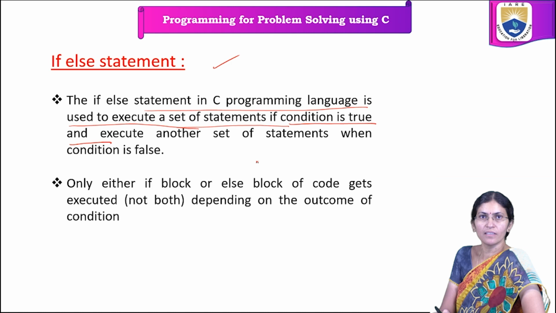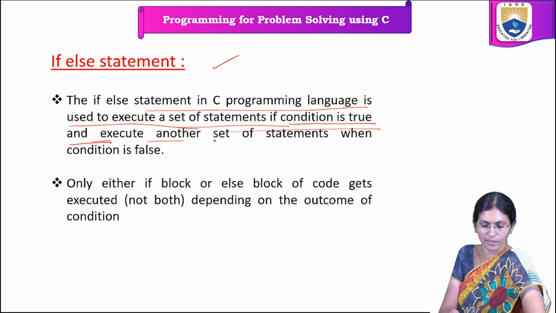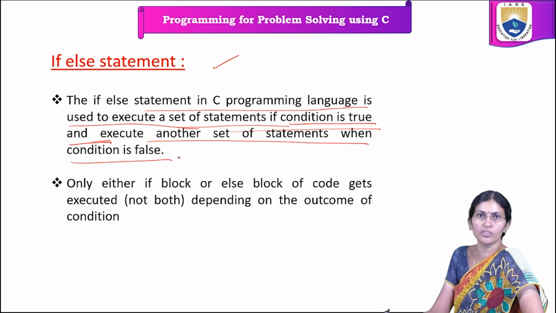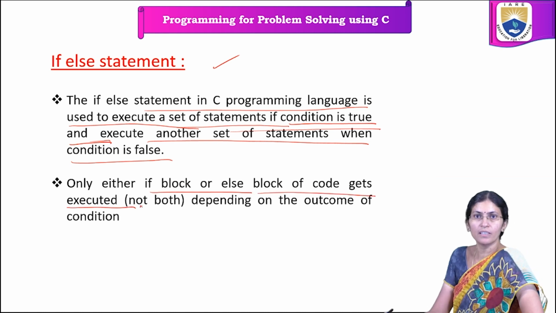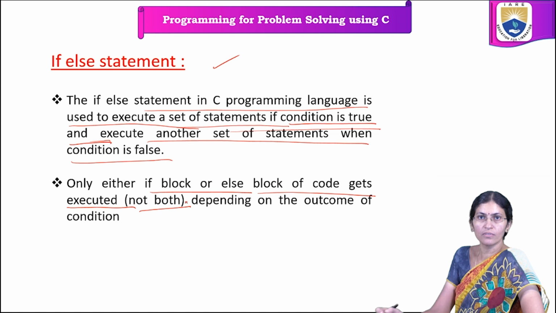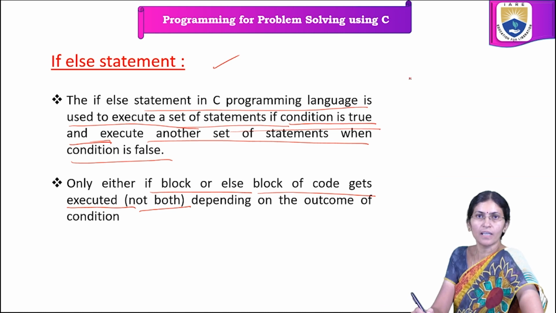So in that case, the statements inside the else block are executed in case of an if-else statement. The if-else statement is used to execute a set of statements if the condition is true, and execute another set of statements when the condition is false. So only either the if block or the else block of code gets executed, but not both. So in real life you have either-or.